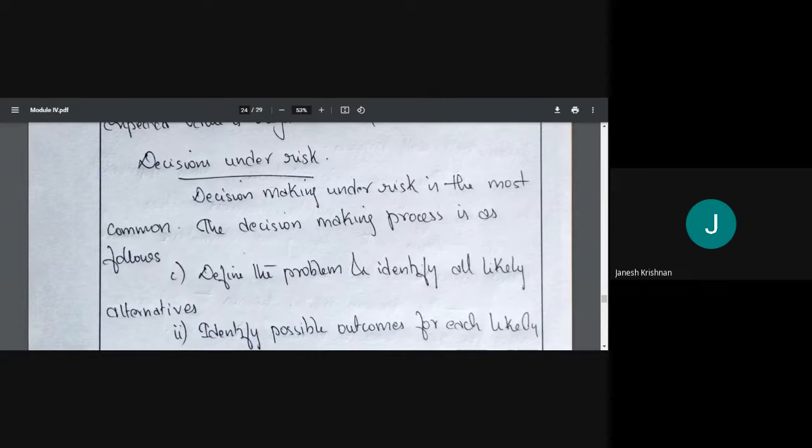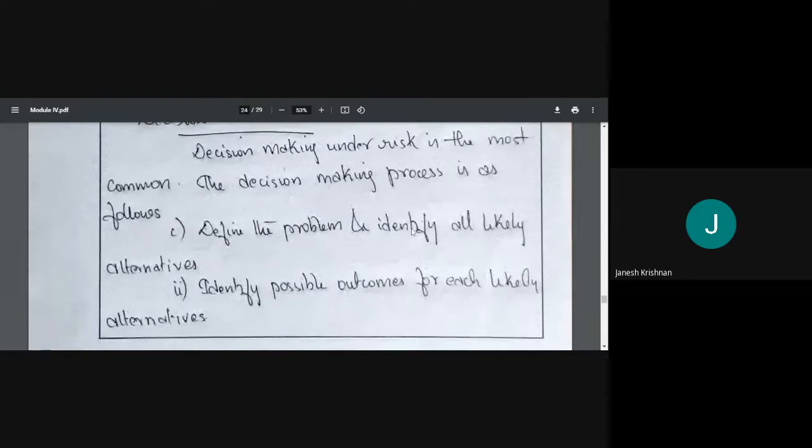This is the most common type. In most cases we will be making a decision under risk, like to open a restaurant or not open a restaurant, and everything will be under risk. So the first step is to define the problem and identify all likely events. What is the problem? We need a proper definition of the problem and to identify all likely alternatives. What are the different scenarios we may face? Then identify possible outcomes for each likely alternative.